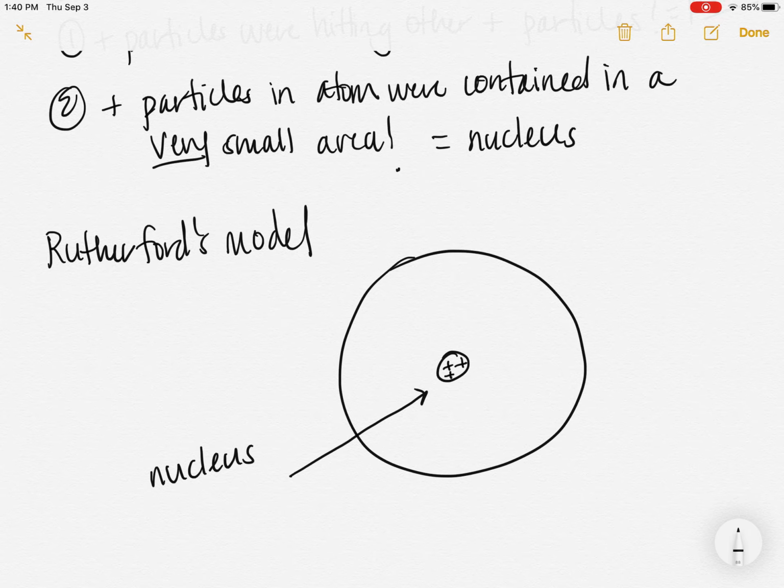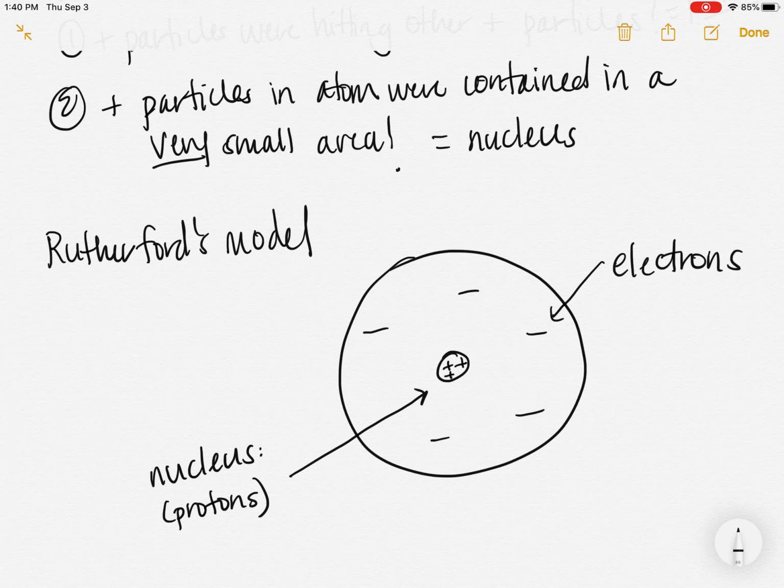And the nucleus contains all the positive protons. And floating out around the nucleus are the electrons. So that was Rutherford's model.